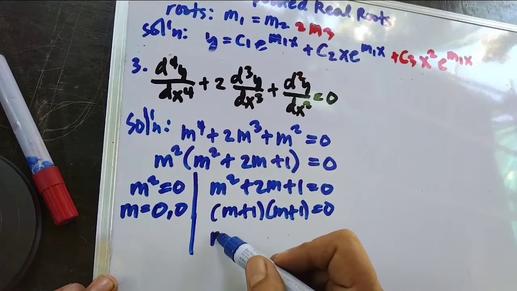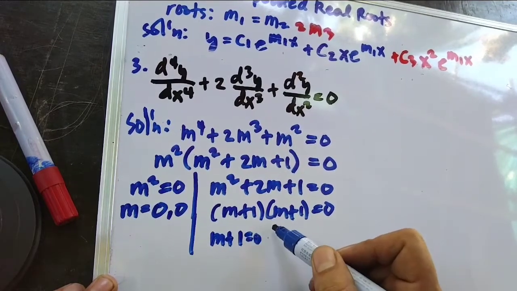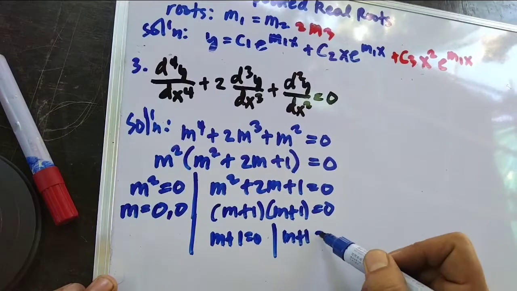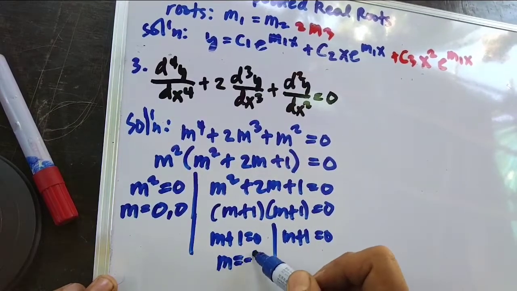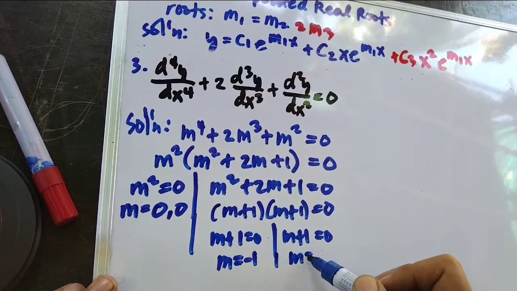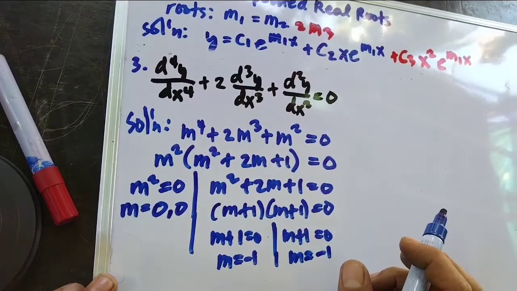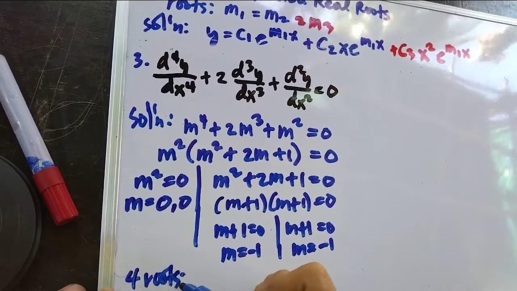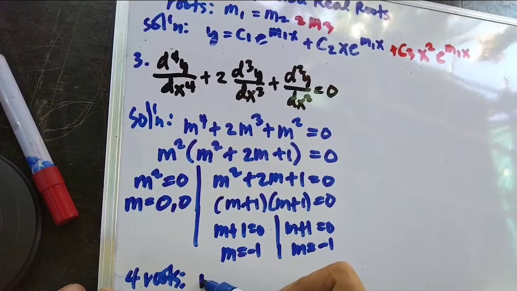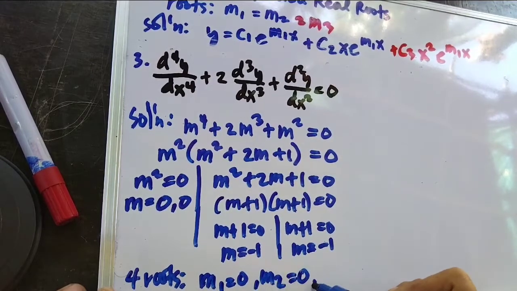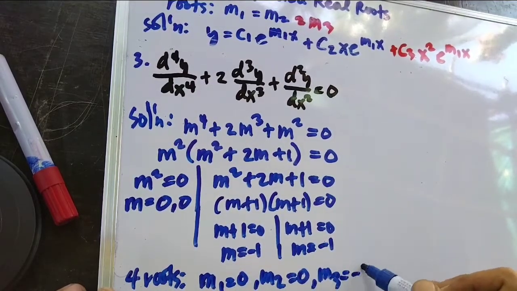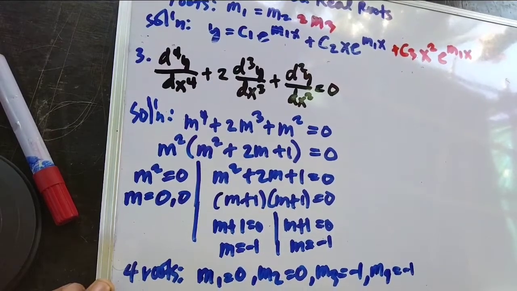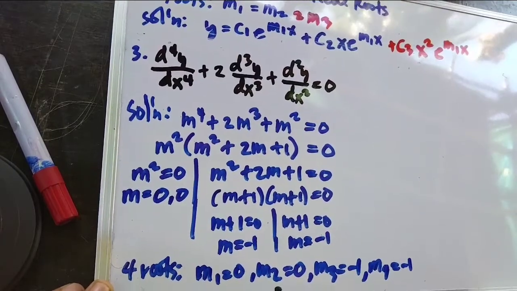So this becomes m plus 1 is equal to 0. m plus 1 is equal to 0. So you have m is equal to negative 1. m is equal to negative 1. So how many roots do we have? We have 4 roots. You have m1 is 0. m2 is 0. m3 is equal to negative 1. m sub 4 is equal to negative 1. So, duwa ang nag-equal si 0 o si negative 1.